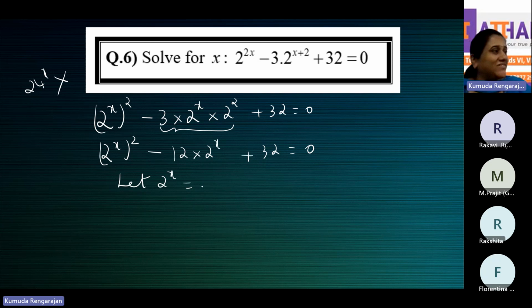Yeah. Which is your favorite letter? Tell me. X, huh? S. Okay, Shri Ranjan, so S. All right, so it will become S square minus 12S plus 32 is equal to 0.